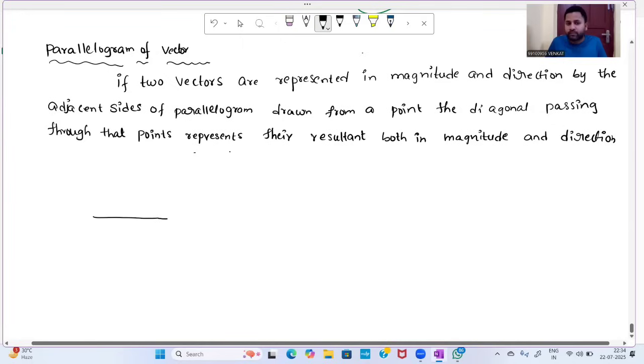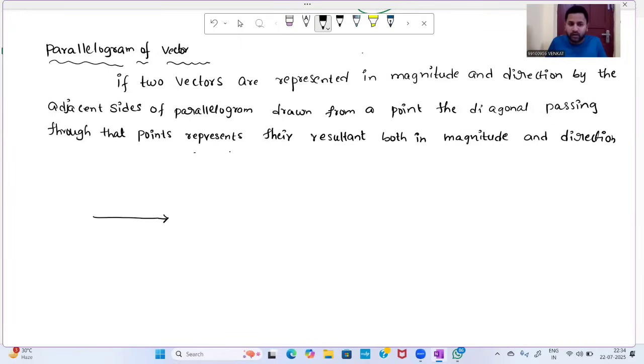This is one vector. I'm taking the name as P vector. And one more vector, adjacent, you can draw the adjacent side. So this we can give the name Q vector. Now these two vectors are mutually inclined, so the angle is theta. Then we can draw the parallelogram. The opposite sides are equal.